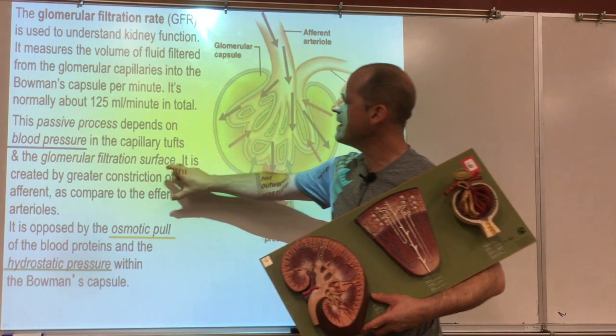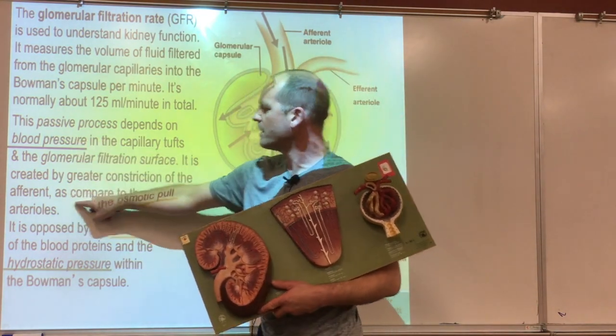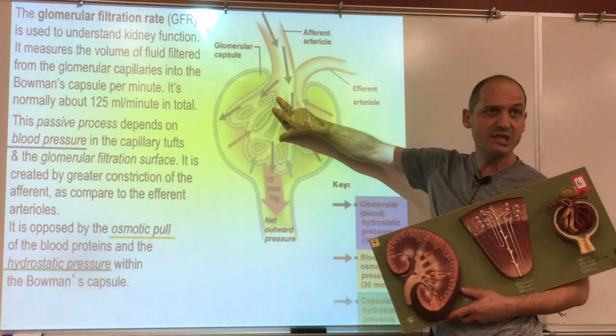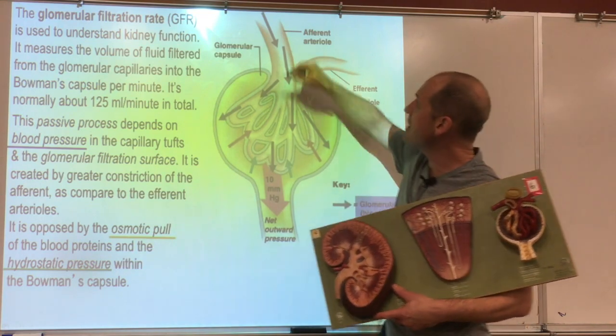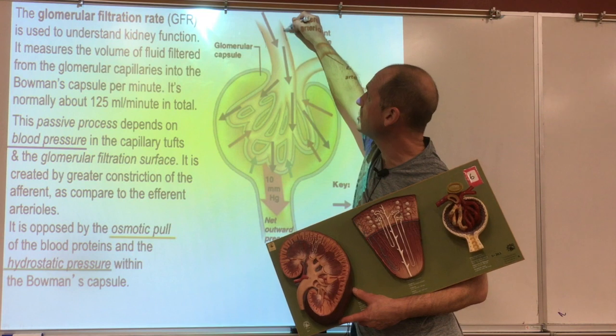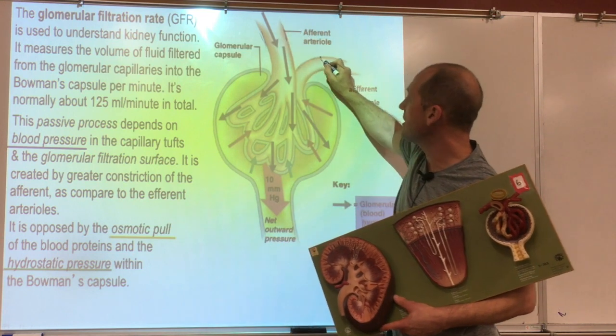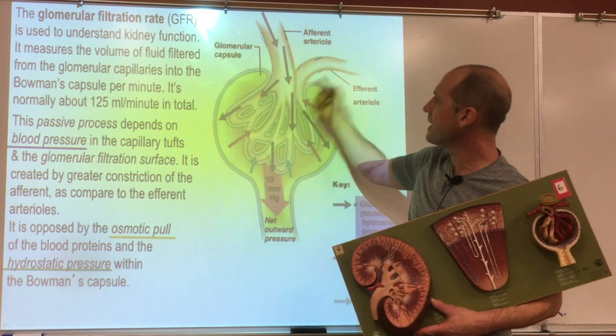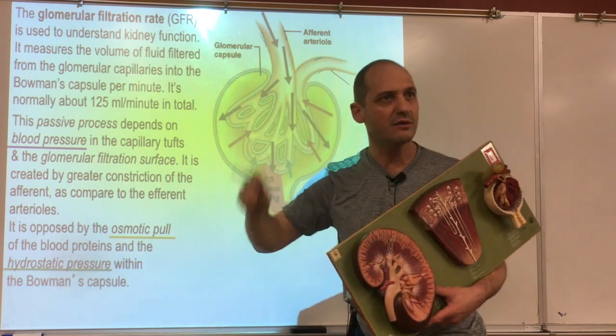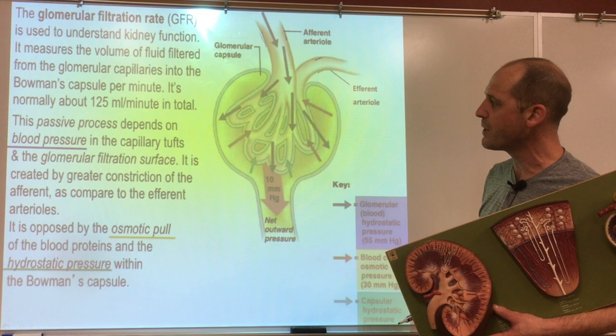And then the blood pressure in the glomerulus itself is actually created by having the afferent arteriole be larger than the efferent arteriole that feeds away. So more blood wants to flow in and less wants to go out. So you're flooding the capillaries, the glomerulus with that.